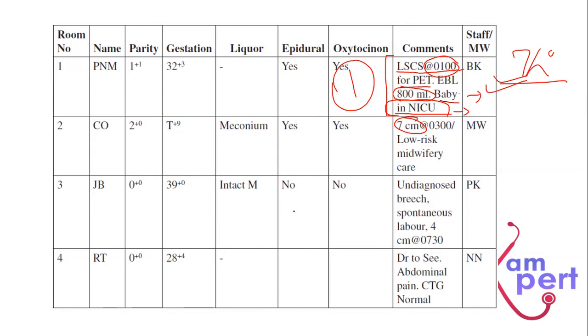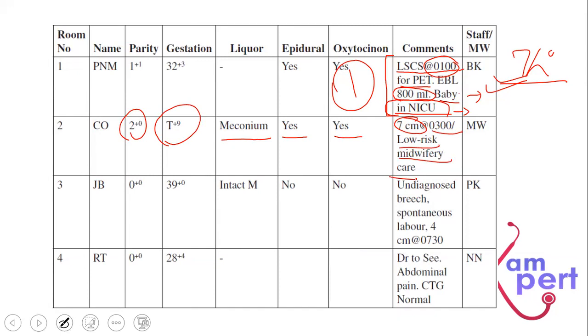So if you take a close look at this labor board, Sadia, let's take a look. She is para 3, gravida 3, para 2 plus 0, and she is full term plus 9 weeks. At the moment, she has meconium stained liquor, epidural given. She is on syntocinone. At 3 o'clock, she was 7 centimeters. She is no risk in the midwifery led care unit. But what will you do in this case? Midwife is already taking care of this patient.